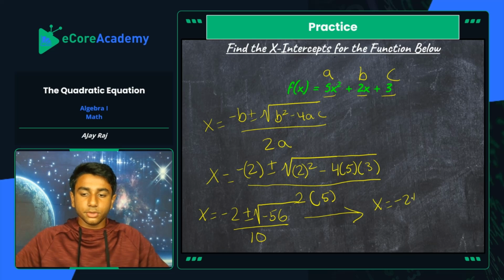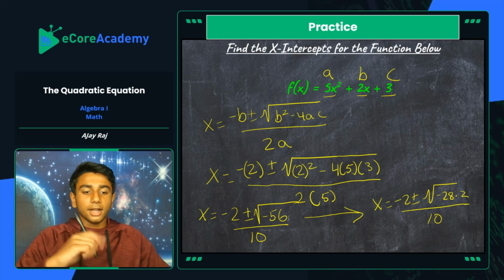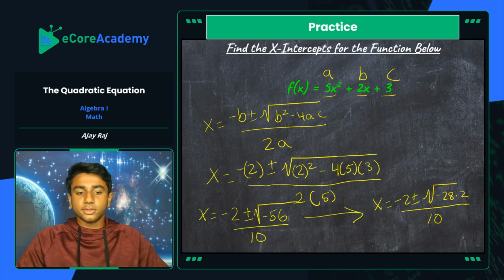X equals negative 2 plus or minus, essentially, negative 28 times 2. Did you guys catch my mistake there? Yeah, you did. So essentially what's happening here is we just figured out that there are 0 solutions for this equation. Now, I made this mistake on purpose.